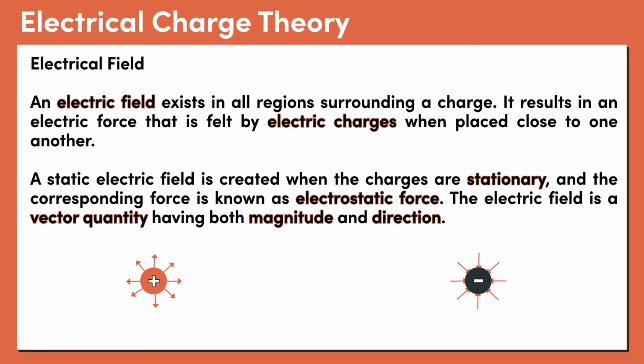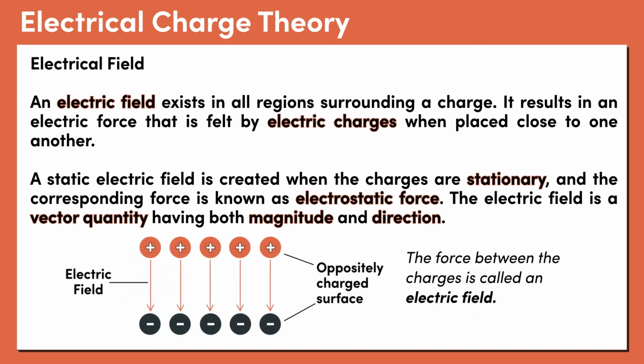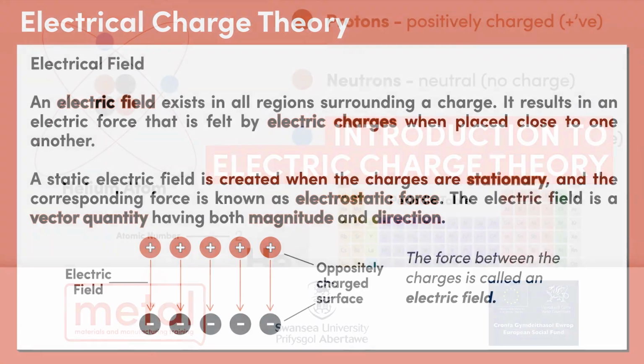The electric field is a vector quantity having both magnitude and direction. By convention, we can show lines emerging from the positive charge, and for negative charge they are drawn in towards the negative charge. So, if we have charged surfaces where the top surface has an abundance of positive charge and the bottom surface or plate possesses a negative charge, we can draw lines of force between the two oppositely charged surfaces. And what we have is an electric field. So, the force acting between the charges is called an electric field.